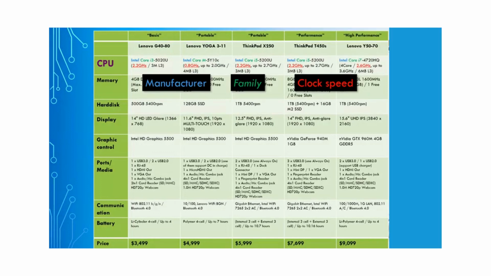So if we take a look at this pamphlet again, we can see that all the computers are using CPUs from Intel, because this year Intel is dominating AMD. And for the family of the CPUs, we can see that some of them are using i3, some are using i5, and some are using i7. If we are talking about the clock speed, some of them are at 2.2 gigahertz, some are at 2.6 gigahertz. And for the number of cores, for the high performance one, we have quad core, so we have 4 processing units operating at a time.